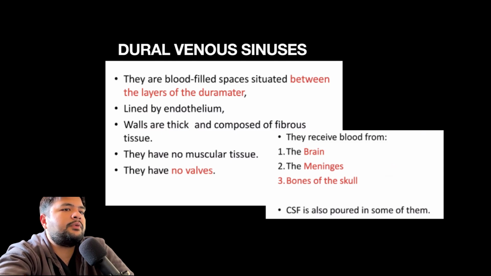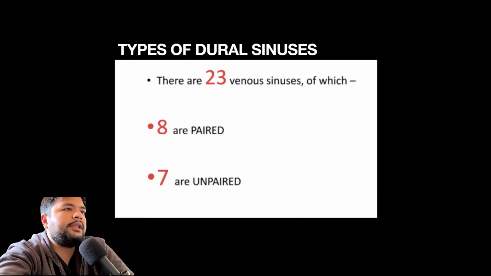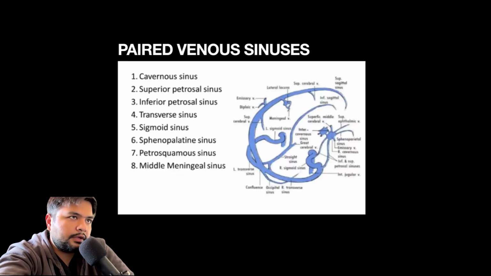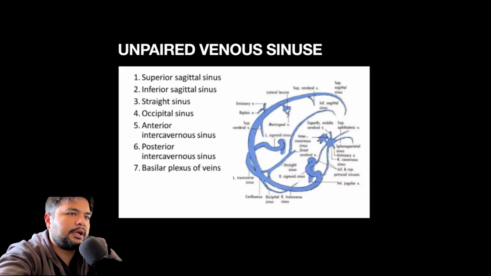The CSF is also poured into some of them. So there are 23 venous sinuses, out of which 8 are paired and 7 are unpaired. Coming to the paired venous sinuses, here we have the cavernous sinus, superior petrosal sinus, inferior petrosal sinus, transverse sinus, sigmoid sinus, sphenoparietal sinus, petrosquamous sinus, and middle meningeal sinus. Coming to the unpaired venous sinuses, these are the superior sagittal sinus, inferior sagittal sinus, straight sinus, occipital sinus, anterior intercavernous sinus, posterior intercavernous sinus, and basilar plexus of veins.